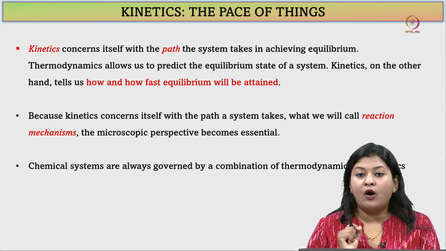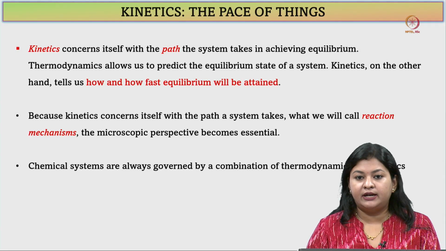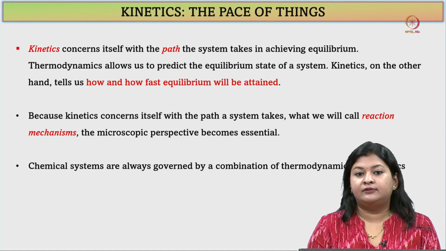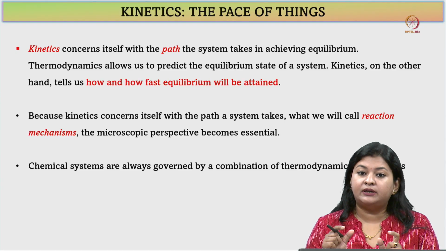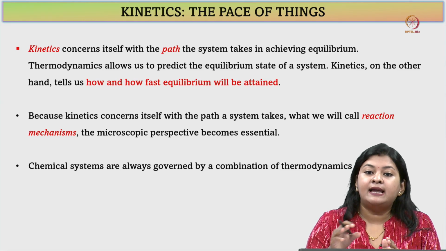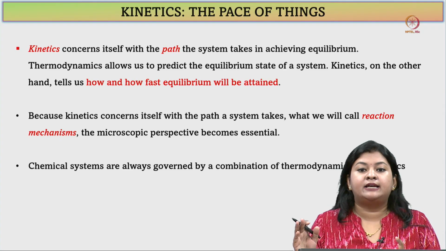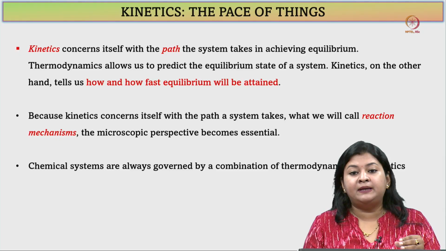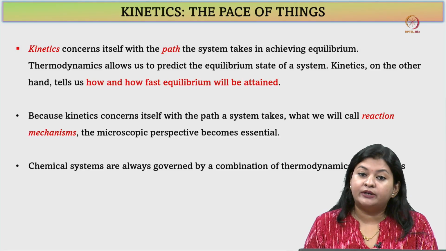Kinetics will tell us how fast equilibrium will be reached, how fast the reaction will move in the forward direction, in the backward direction. Since kinetics concerns itself with the path, we will use this particular term called reaction mechanism. It is not only one reaction, but the entire mechanism of the reaction we need to now evaluate. Because now this microscopic perspective becomes essential in understanding how the reaction mechanism is working.